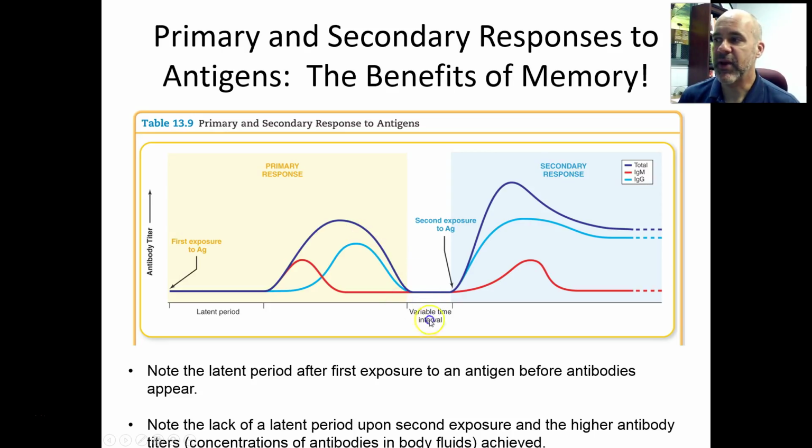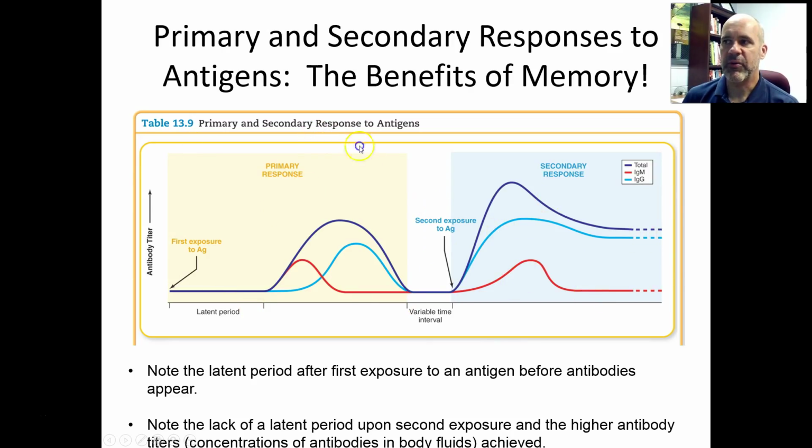All right, and then let's say you've got some variable time interval here. It could be days, could be months, could be years where you haven't been exposed to that same pathogen again. But let's say you get exposed. This is your secondary exposure. Look what happens. There's really no latent period. You immediately start cranking out lots and lots of antibodies. And notice you immediately start making lots of IgG along with some IgM class of antibodies that will attach to that same antigen. So that's the benefit of this, where memory has kicked in.